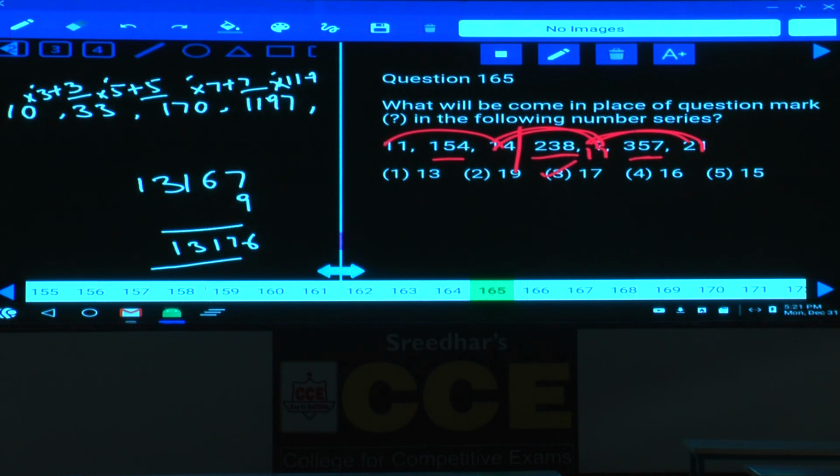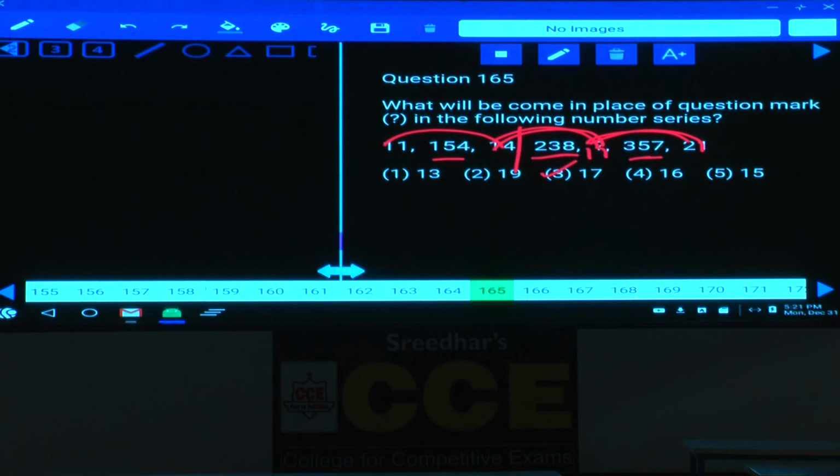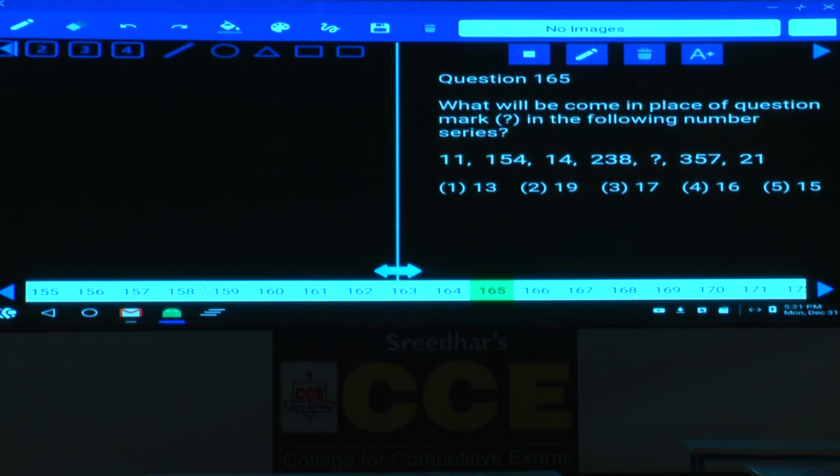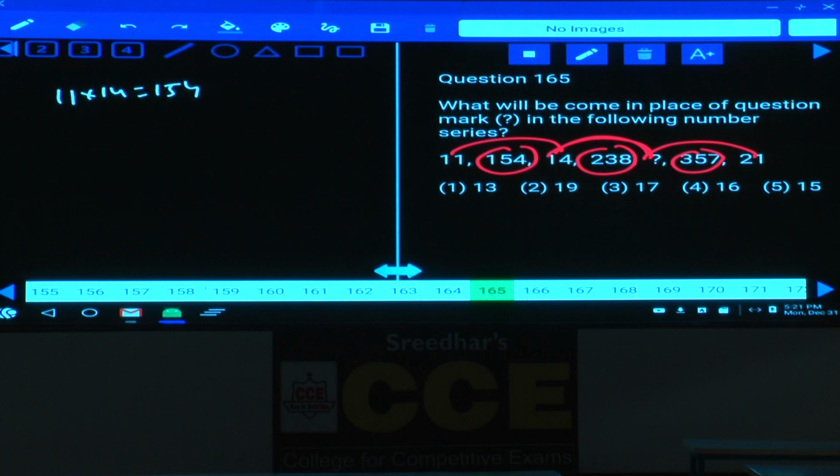Done? 11 into 14 is 154. Next one again 14 into, the product of these two is this. Next again the product of these two is this, the product of these two is this. Hence which number should be placed at the question mark? 14 into 17 is 238, and this is about 165. Done.